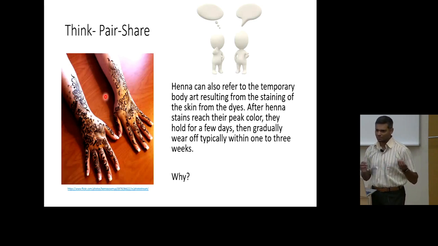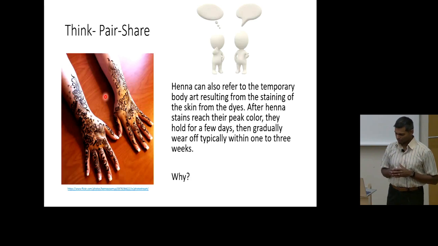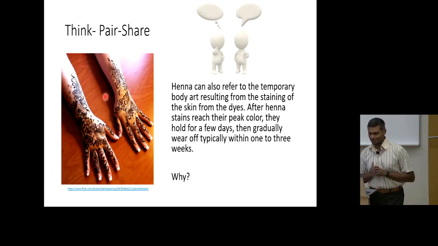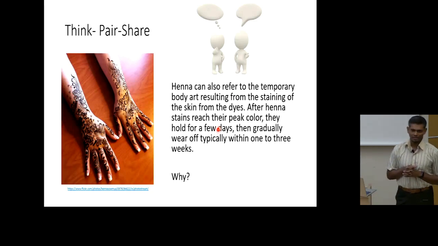Henna is a kind of pigment which you get from a plant, and it's not just in India, but multiple cultures in the world use this kind of pigment to color their beards, hair, or skin. Once you apply it, it stays on for a couple of days and then starts wearing away, and by 2 to 3 weeks it's completely gone. So why do you think that is the case?